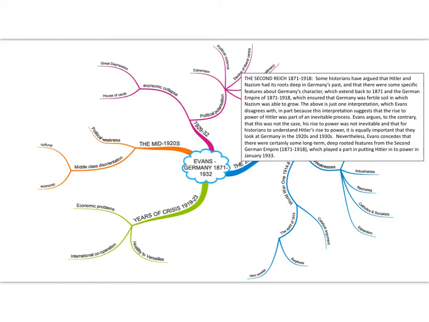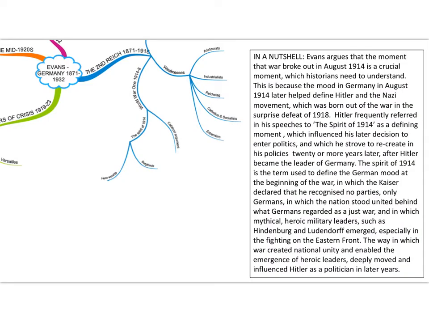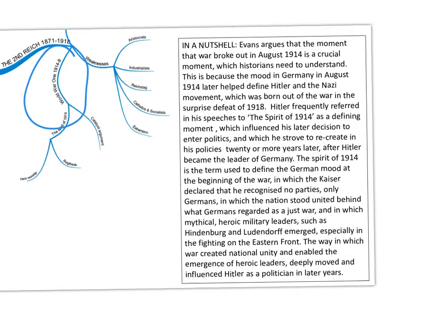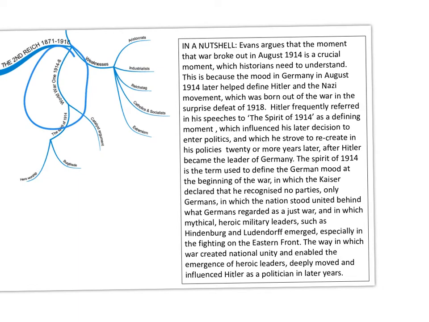Okay, so there's the summary of that first half of Strand 1. Now the second half of Strand 1 looks at World War I. So again, in a nutshell, we know about this because you've done all about World War I. Evans argues that the moment that war broke out in August 1914 is a crucial moment which historians need to understand. This is because the mood in Germany, we often call it the spirit of 1914, the mood in Germany in August 1914, in a way defined Hitler and the Nazi movement.